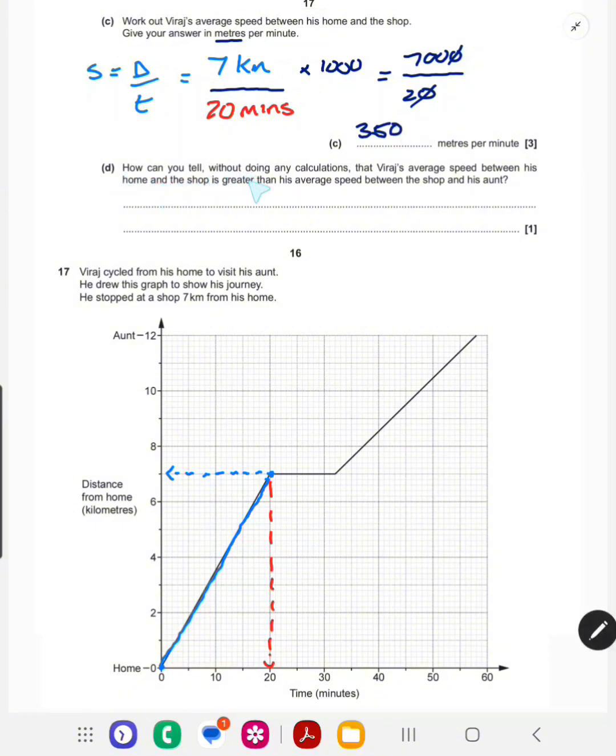Part D says, how can you tell without doing any calculations that the speed between home and the shop, so this bit, is faster than the speed between the shop and his aunt, so faster than this bit. And the reason being, we've got a steeper line or a steeper gradient.